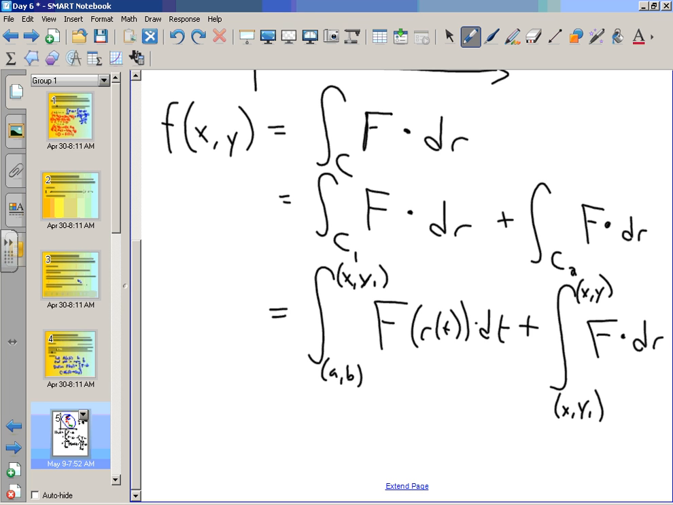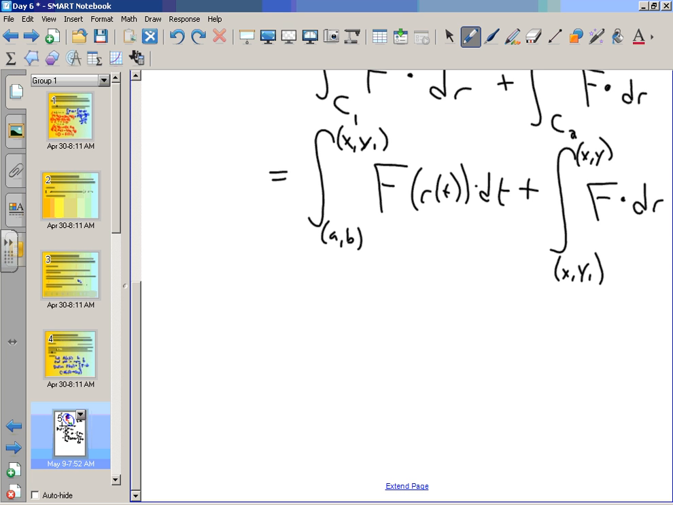Okay, so we're almost to the point where we can really start seeing what's going to happen here. What I want to think about is the other way we can write out these line integrals.